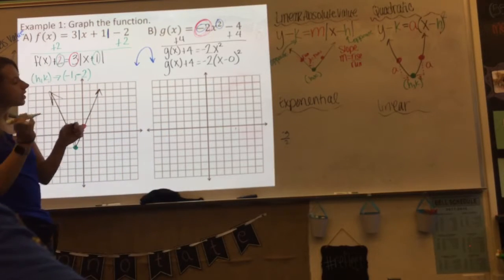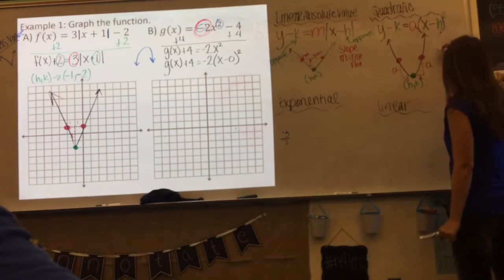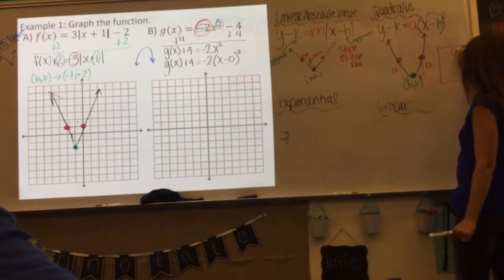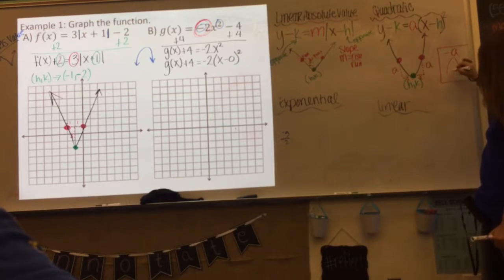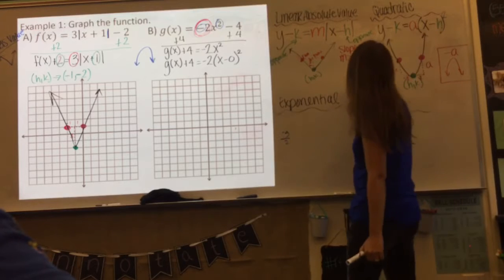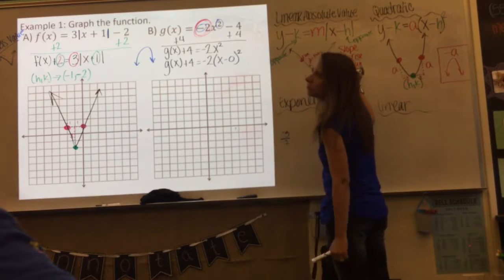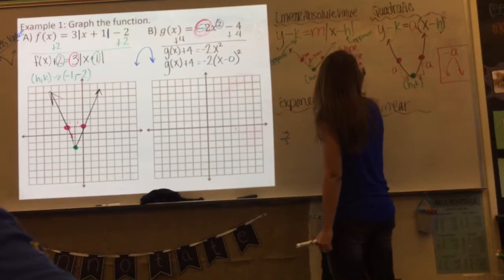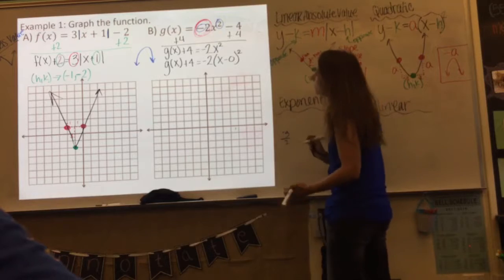In fact, I want to write it over here too. I'm going to draw a little box. If the A is negative, what does it look like? Downward. Okay. What about this one? What if an M was negative? Down. Okay, there we go. Downward facing D. Good. Sounds like a yoga move.